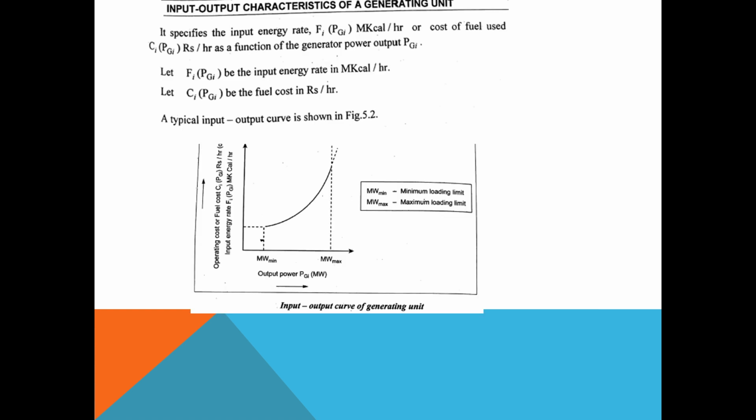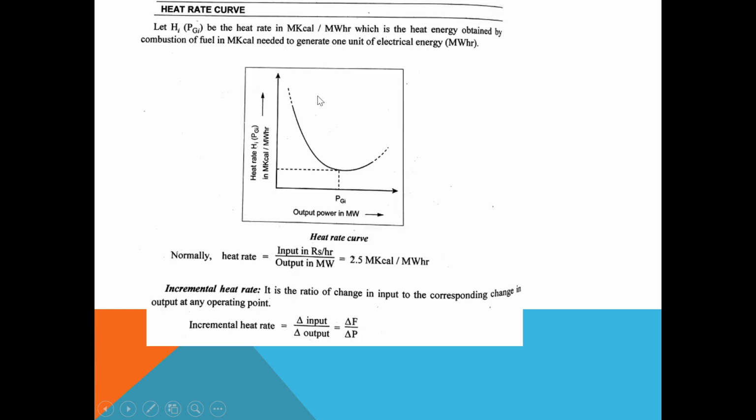Okay, next we discuss input and output characteristics of the generating unit. Here the graph is drawn between operating cost of the fuel and output power. Obviously, if output power is increasing, operating cost is increasing. Here F of Pj is nothing but fuel input rate. C of Pj is the cost of the fuel.